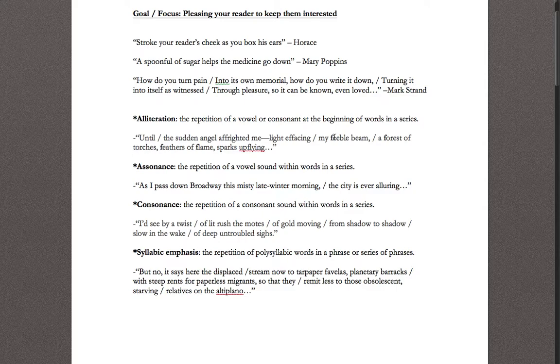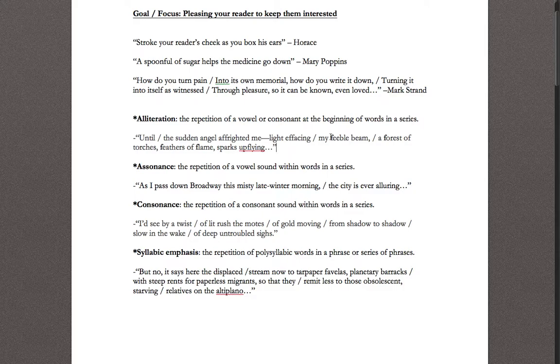This is a perfect example of alliteration. Not every word in the phrase starts with the same letter, but a number of them do. There's no real rule for alliteration other than you don't want to overdo it. Don't have every word start with the same letter, because then it begins to sound childish.